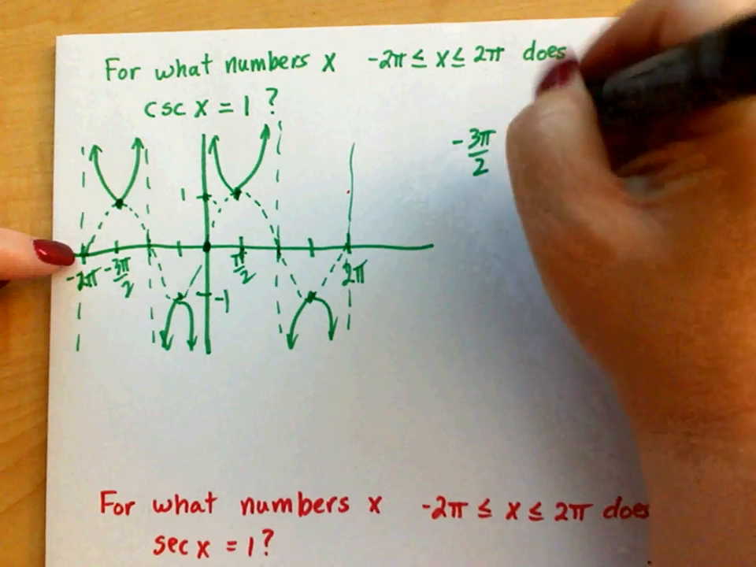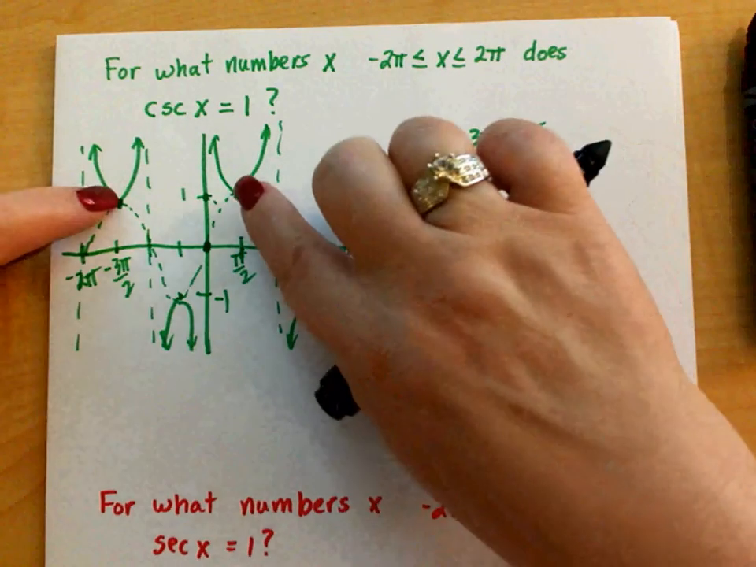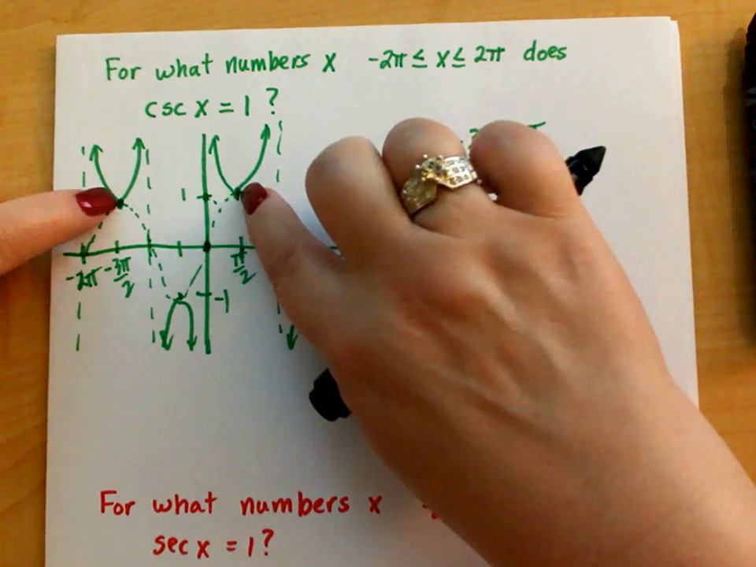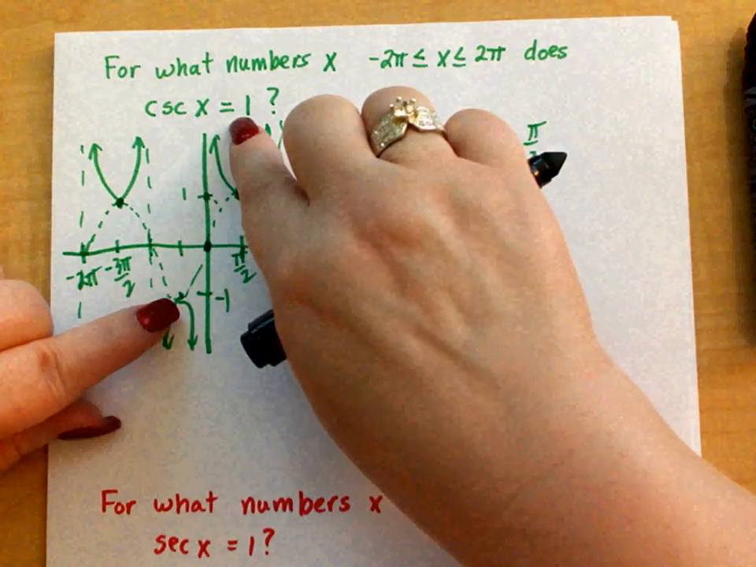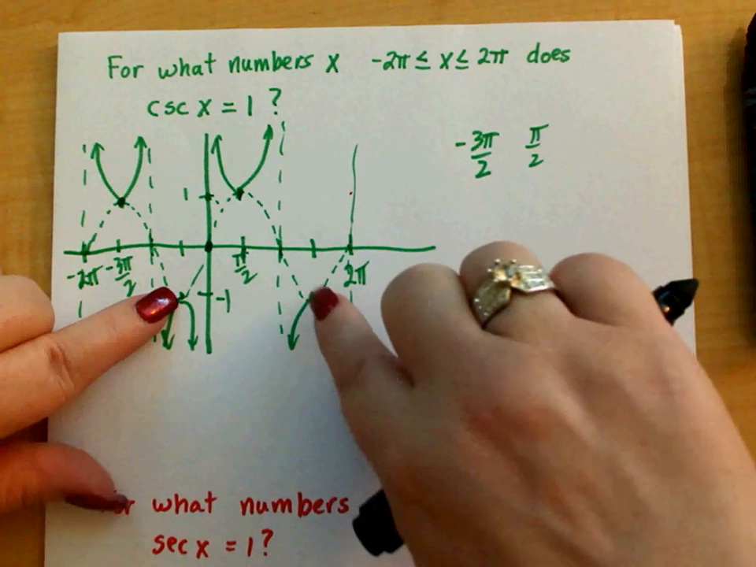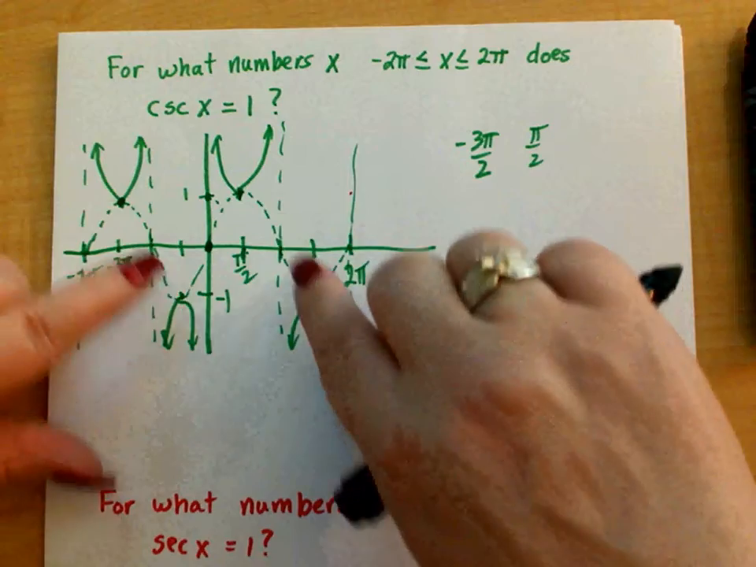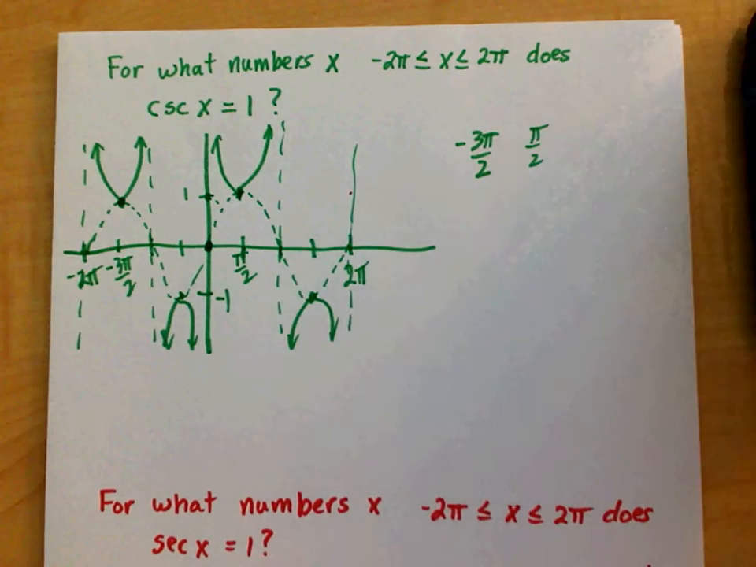So between negative 2 pi and 2 pi, we did the whole graph. It's equal to positive 1 at negative 3 pi over 2 and at positive pi over 2. If I were to ask, where is cosecant of x equal to negative 1, then that would be at negative pi over 2 and positive 3 pi over 2 down here. But they ask us where it is positive 1, so it would look like that.